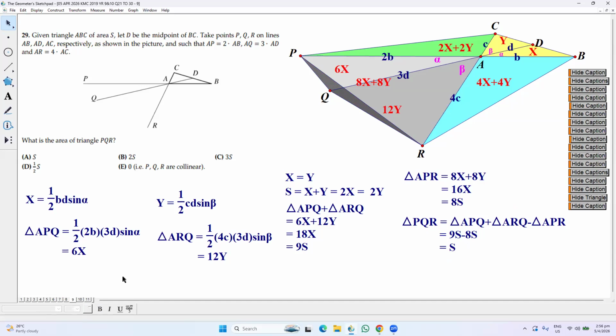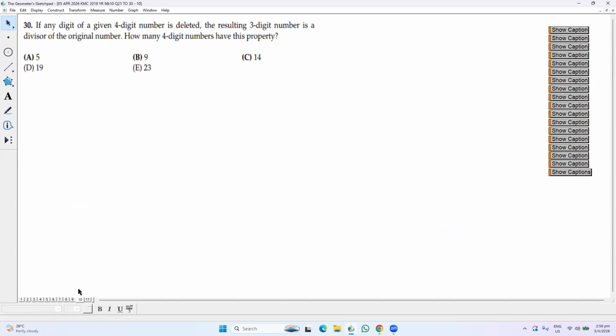Okay, next question, last question. If any digit of a given 4-digit number is deleted, the resulting 3-digit number is a divisor of the original number. How many 4-digit numbers have this property? So our number is 4-digit, A, B, C, D. It can be written as 1000A plus 100B plus 10C plus D.